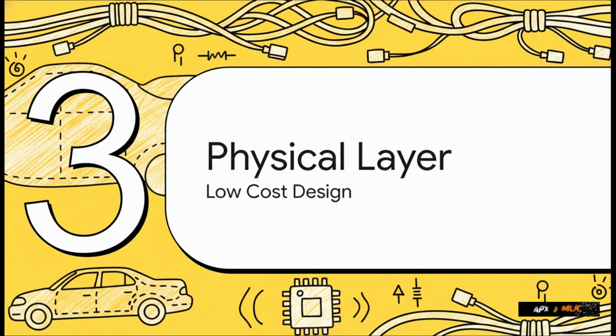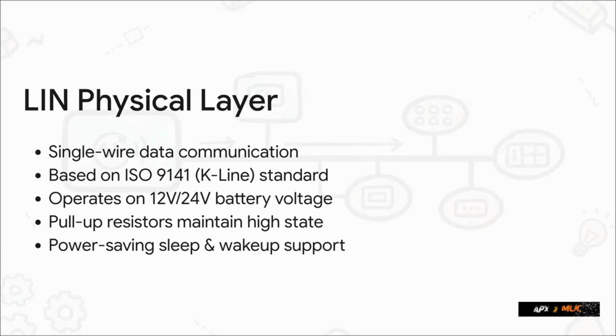All right, part 3, the physical layer. This is where the massive cost savings really come into play. Instead of heavy twisted pairs of wires, LIN uses just one single data wire and relies on the vehicle's ground. It's based on the established ISO 9141 K-line standard, meaning it operates right off the car's 12-volt or 24-volt battery. It uses pull-up resistors to keep the line at a high recessive voltage until a node pulls it low to transmit a bit. It also has these great power-saving sleep modes, so nodes can completely power down and just be woken up by the bus when they're actually needed.